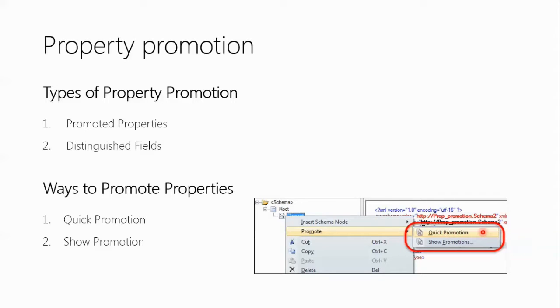Using quick promotion, we can promote a property and get the element added in PropertySchema document in one step. And using show promotion, we can set promoted properties as well as distinguished fields. Now let's start with the demo.